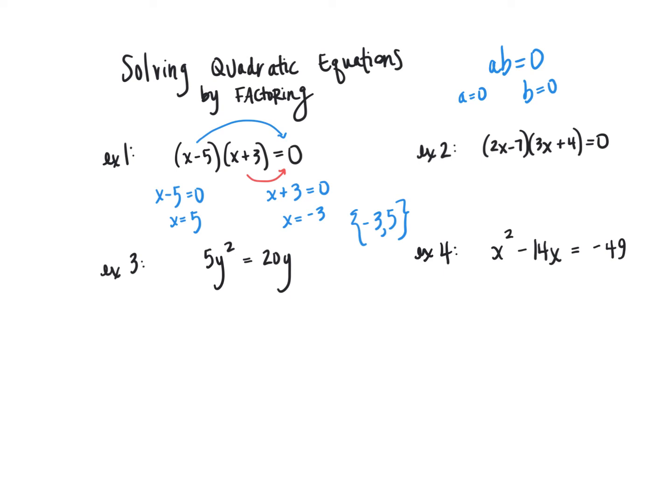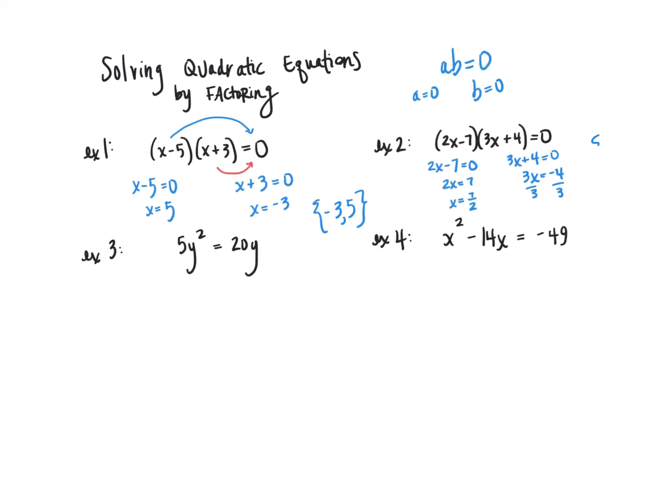All right, notice in the second example, it's very similar. It's just the factors are a little harder. So 2x minus 7 could equal 0. When I solve that, x is going to be 7/2. Or 3x plus 4 could equal 0. And when I solve that, I'm going to get -4/3. So my two solutions are -4/3 and 7/2. Remember, you can check both of those.